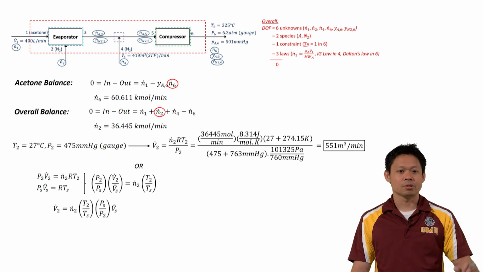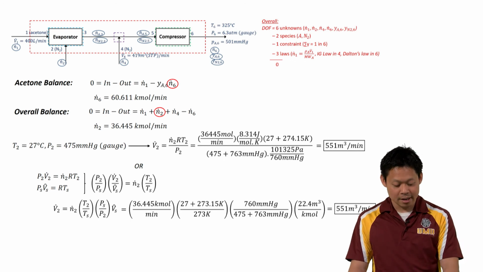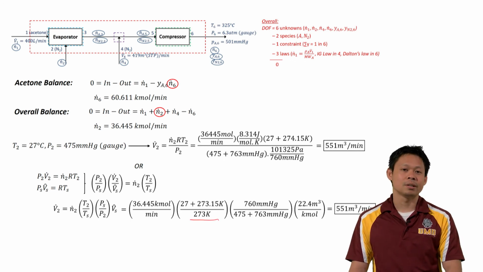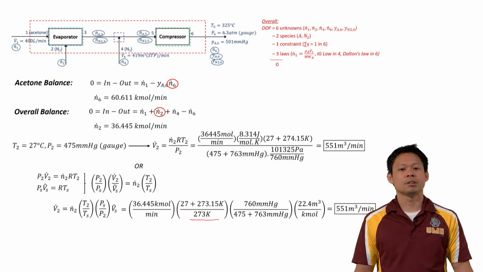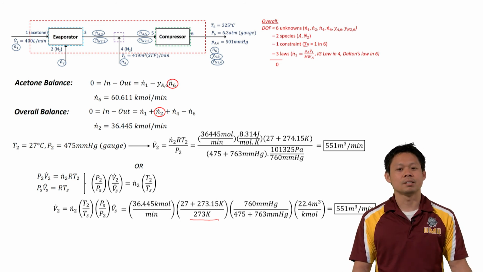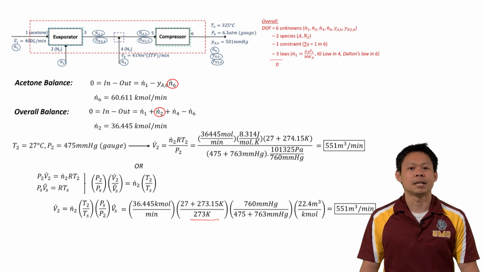We just need to take ratios of temperatures, ratios of pressures, put in all the values. Again, in this case, we are using Kelvin. You can only do it in terms of Kelvin or Rankine. We can keep our pressures in millimeters of mercury. We don't have to convert the units in that case. And now we end up with the same answer of 551 meters cubed per minute.